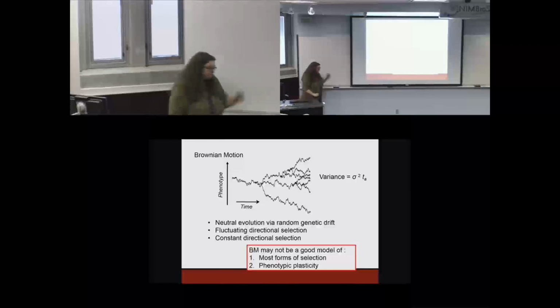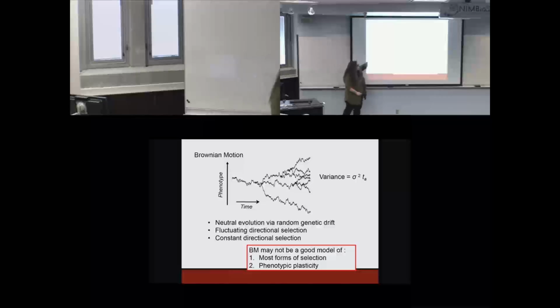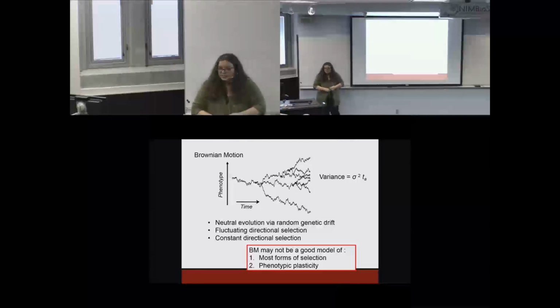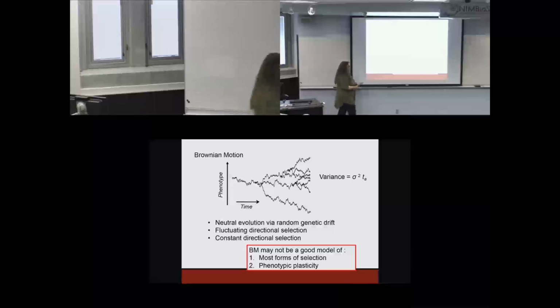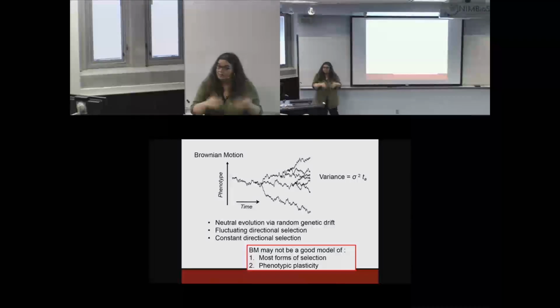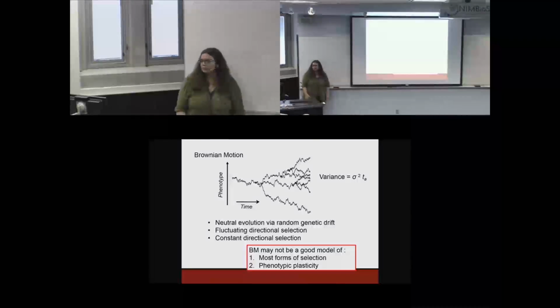So we talked about these different reasons that Brownian motion might fit a phenotype particularly well, but it doesn't work for a lot of other situations. Selection is a big part of that. Most forms of selection that you might think of might not be fit well by a Brownian motion. And the other one that I'm going to be talking about later on is phenotypic plasticity, that may or may not be well fit by a Brownian motion.